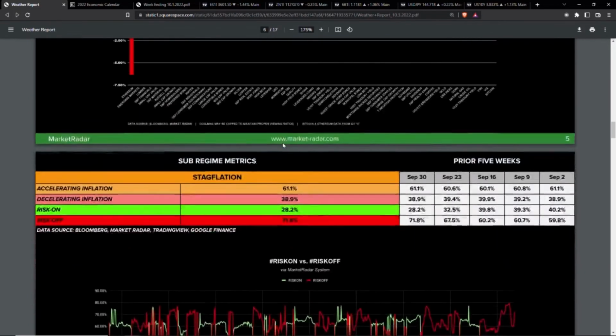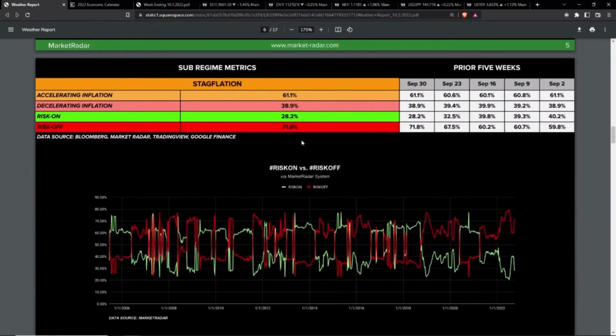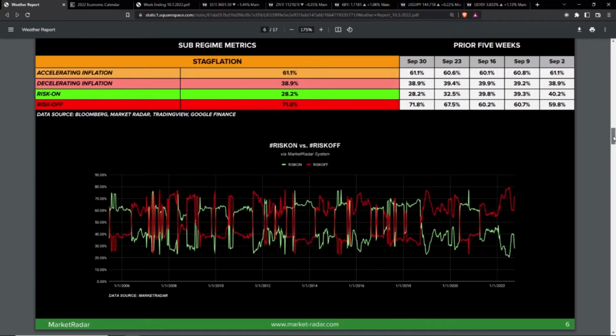Now let's go to the sub-regime metrics. This is a new slide. I don't know if we've shown this in a podcast already. I don't think we have. I think we've posted a screenshot of this before in the Discord, but this was not on the website. This is new, and it's very helpful.